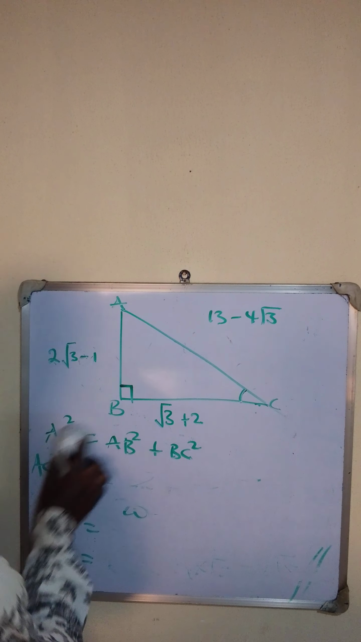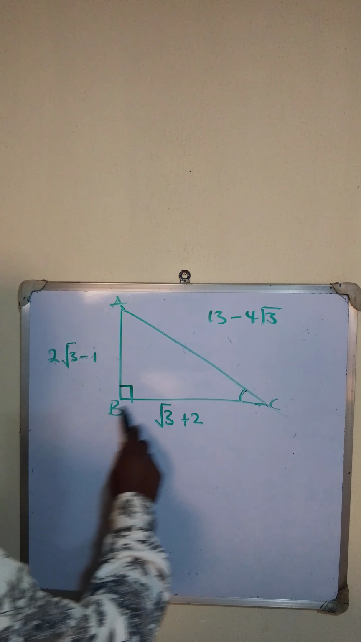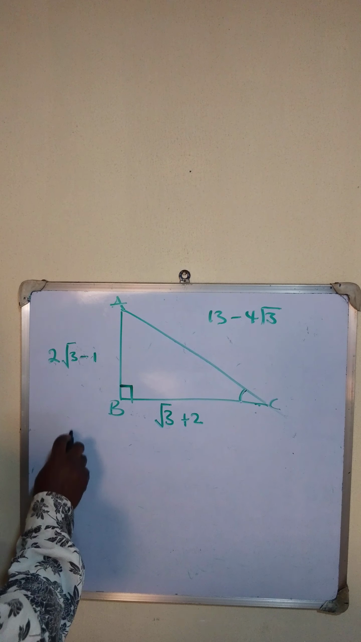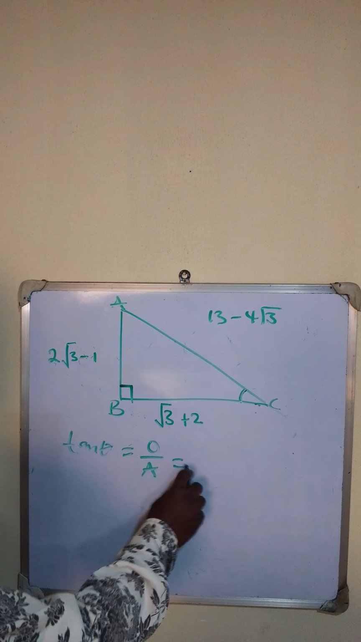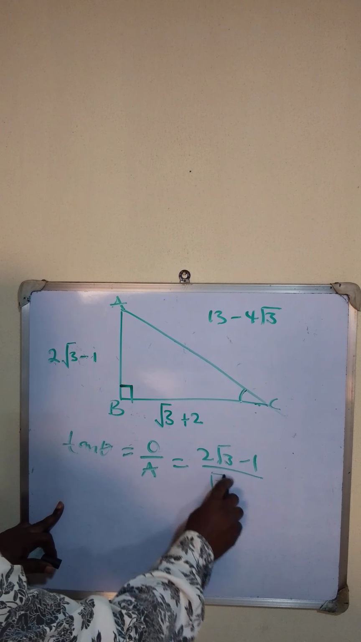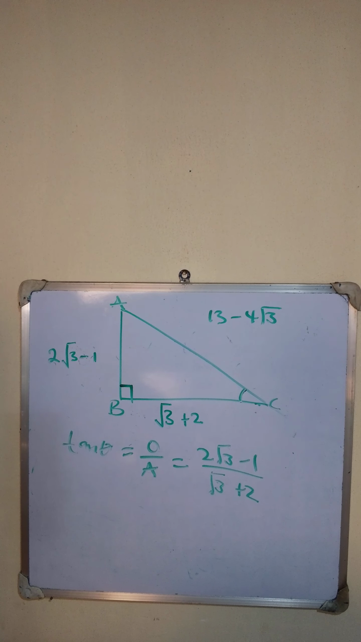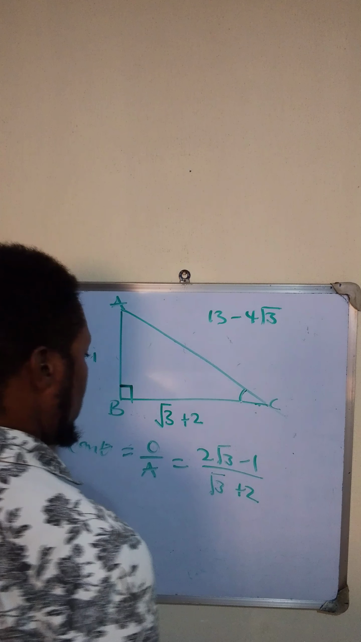So let's go and get angle C. To get angle C now, we have the opposite and we have the adjacent. That is tan. So you say tan theta. Tan theta is equal to opposite over adjacent. So the opposite is 2 root 3 minus 1 and the adjacent is root 3 plus 2. So you have a surd, a conjugate of surd. So you have to apply the conjugate to solve the problem. So the conjugate of the denominator, root 3 plus 2, is going to be root 3 minus 2. So use the conjugate to multiply the numerator and the denominator. So let's do that now.